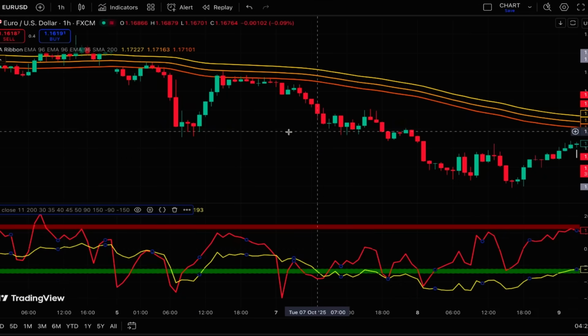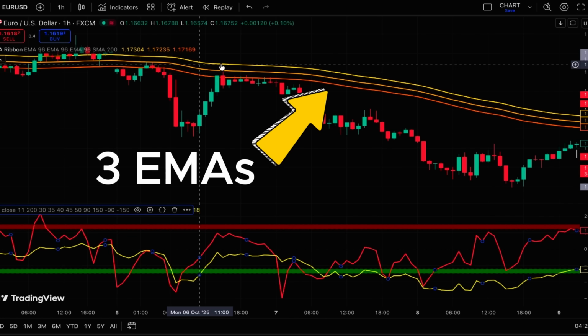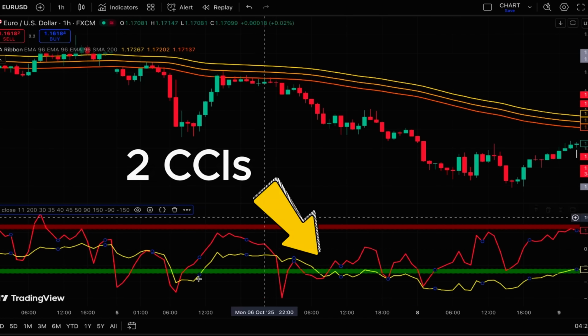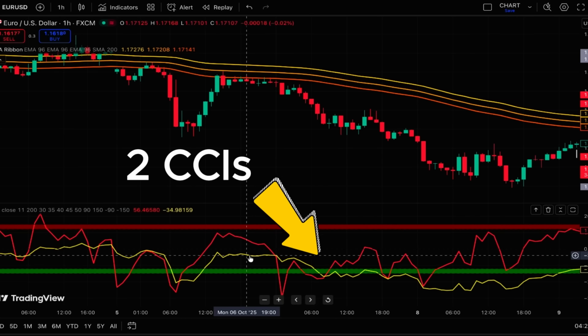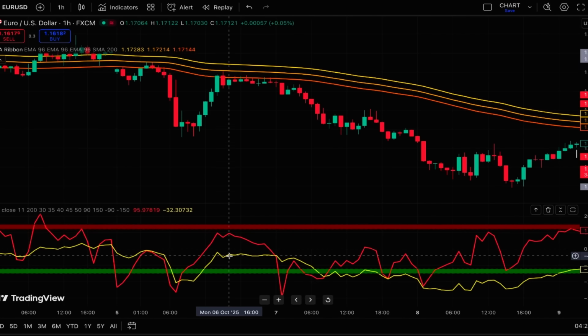Alright, getting back to our trading strategy. So here we have 3 EMAs with length of 96 with different source of calculation, and you can see that they have created a ribbon on our chart, and the price is moving above and below this ribbon. And here we have 2 CCIs. The red line here is CCI with length of 11, and the yellow line here is CCI with length of 200. This ribbon and this yellow line here will help us with trends, and this red and yellow line together will help us to find buy-sell signals. Let me teach you how you can do it.